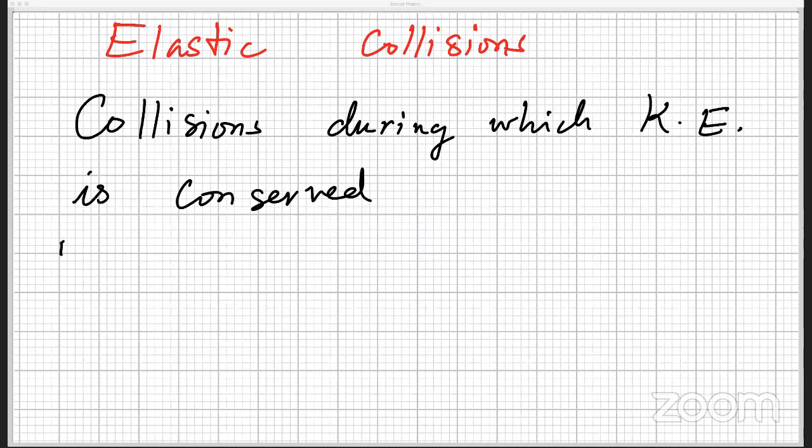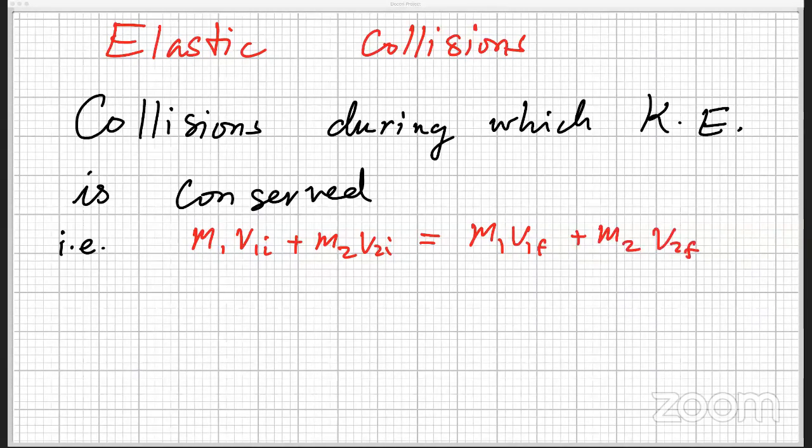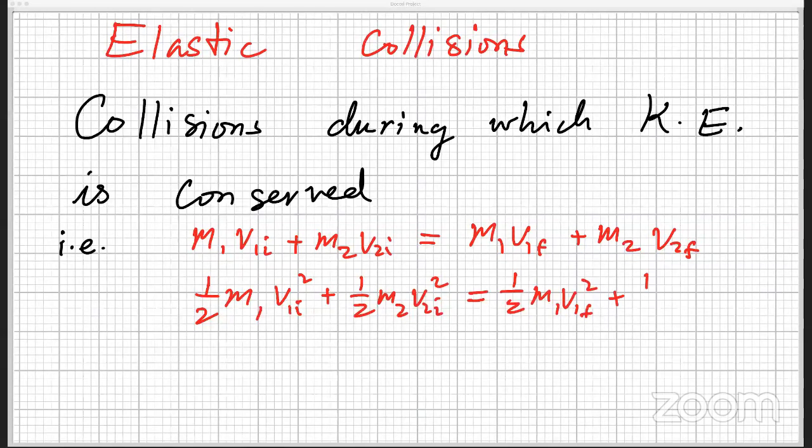So that means, in addition to M1 V1 initial plus M2 V2 initial equals M1 V1 final plus M2 V2 final, one could also say 1/2 M1 V1 initial squared plus 1/2 M2 V2 initial squared equals 1/2 M1 V1 final squared plus 1/2 M2 V2 final squared. Okay, so these two equations will be valid for elastic collisions.